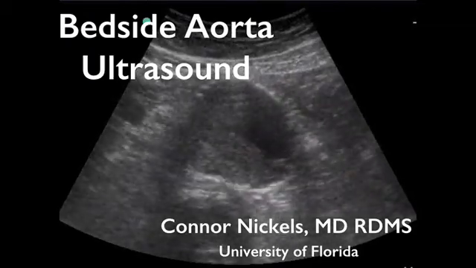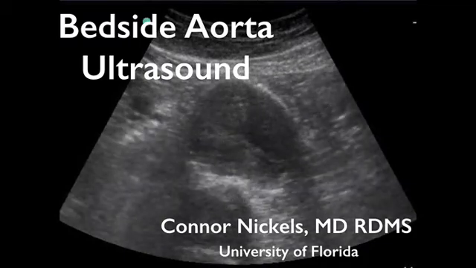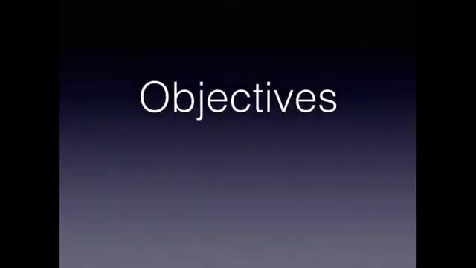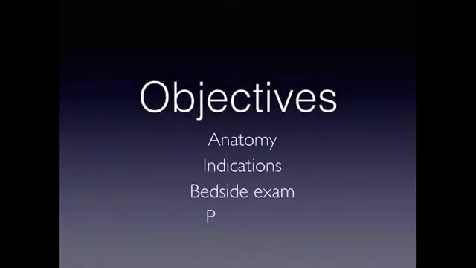We're going to be talking about bedside aorta ultrasound. So the objectives of this talk are we're going to talk about the anatomy of the aorta. We'll go through some of the indications for doing the exam. We will go through the actual technique for the exam, and then we will talk about some pathology and look at some images.